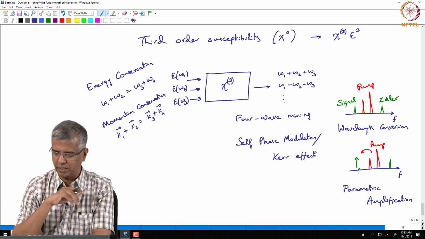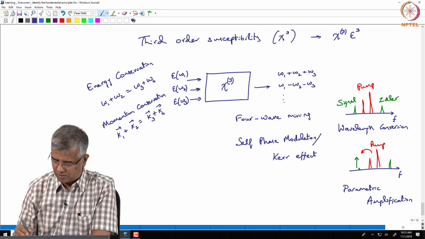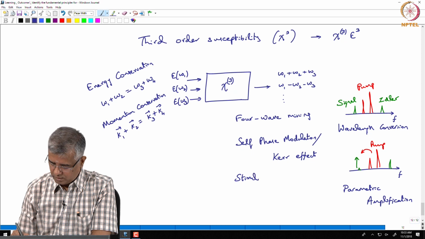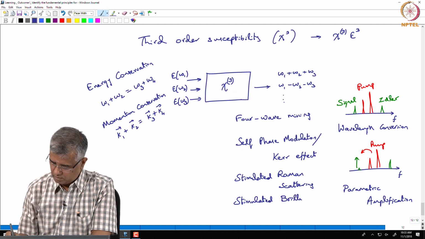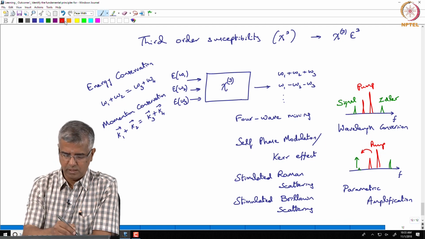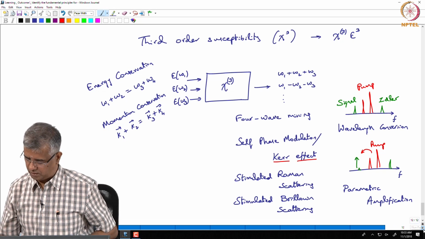So, with Kerr effect what we are saying, maybe before I go into the specifics of those, let me just finish this list. The other things that are possible are stimulated Raman scattering and stimulated Brillouin scattering. Okay, I'll come back to those details later, but let's just focus on the Kerr effect for now.